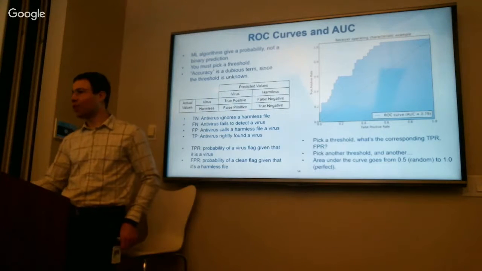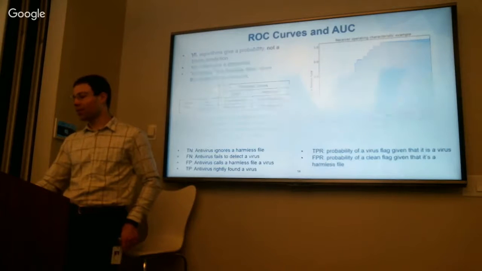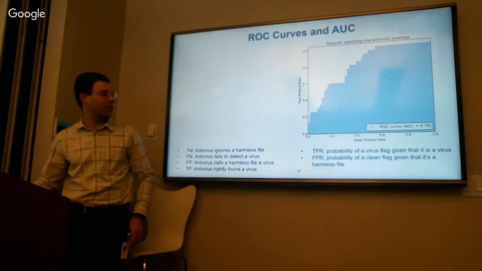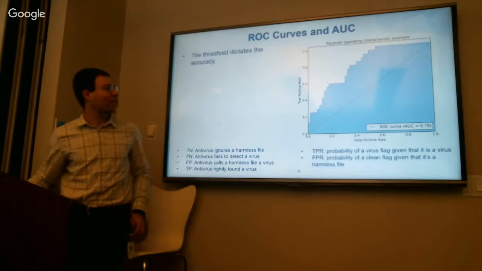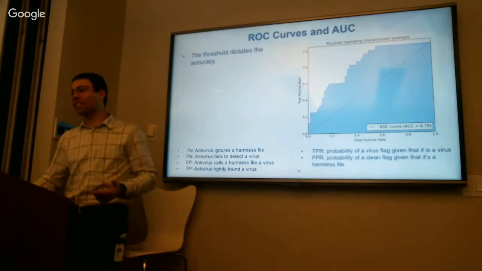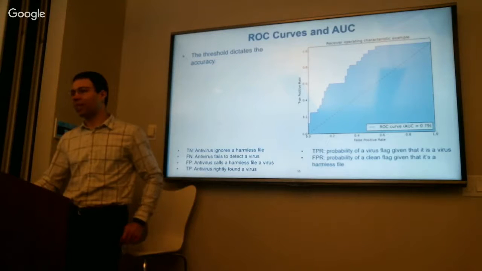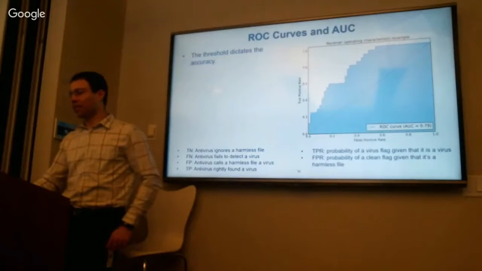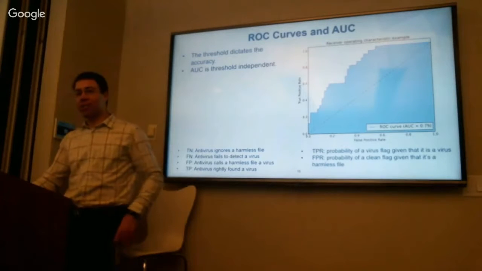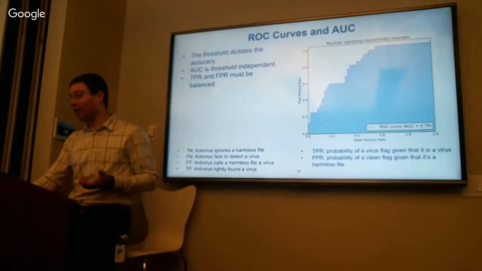It's just one number that encompasses all thresholds. So this is all information from the last slide, just in case you want to look at it. But the threshold dictates the accuracy of the model, so it doesn't make sense to talk about thresholds using an accuracy metric. But if you use area under the curve, that's threshold independent.